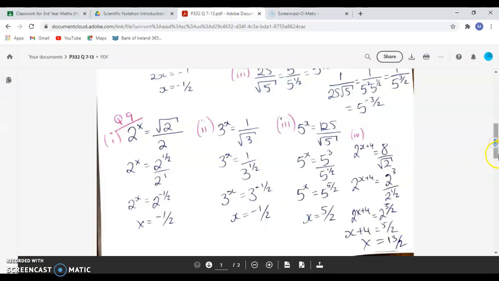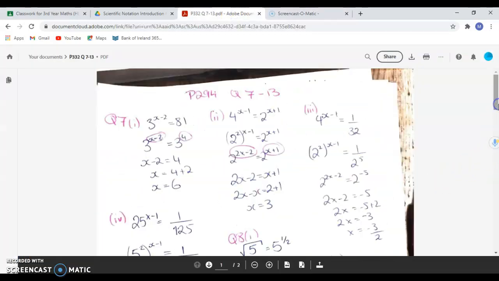Hi lads, I just want to do a video solution there for your homework, which are the indices equation. So let's start off with question number 7 here, okay?